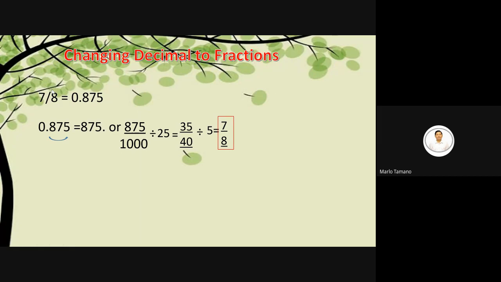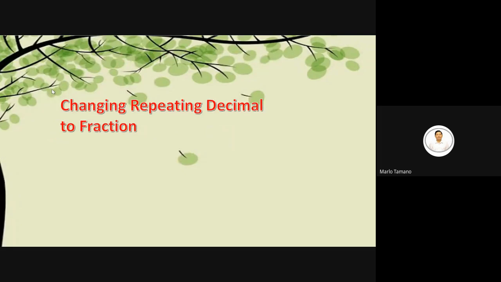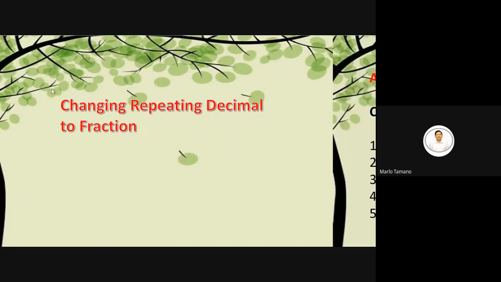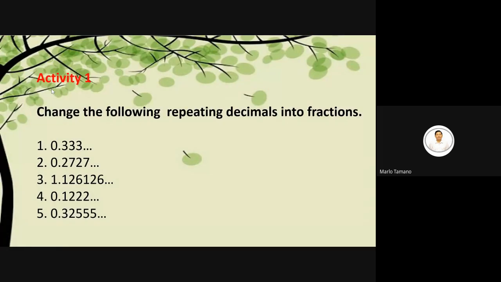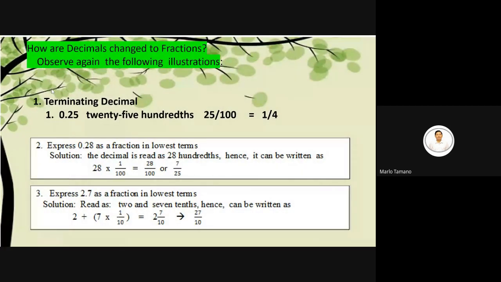Naintindihan po? So, that is changing decimal to fraction. Okay, next. Changing repeating decimal to fraction naman. Repeating po, yung nauulit. If this will be the case, tignan natin. Observe. Change the following repeating decimal into fractions. How are decimals changed to fractions? Observe the following illustration. Number 1, we have terminating decimal 0.25. 25 hundredths po yan, and that is 25 over 100. And the lowest term of it is 1/4.